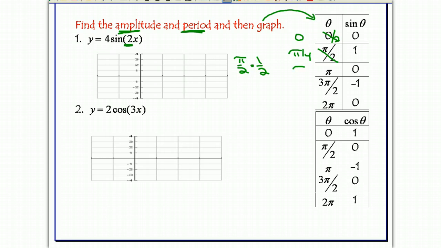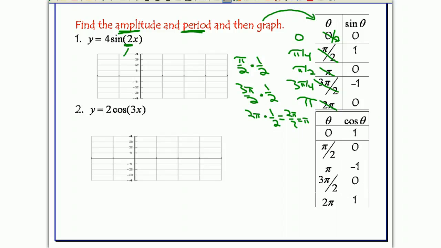Pi halves divided by 2, or times the reciprocal, that becomes now pi fourths. Pi divided by 2 is pi halves. 3 pi halves divided by 2, that's times the reciprocal. That becomes 3 pi fourths. And 2 pi divided by 2, or times the reciprocal. Look at that, it's 2 pi over 2, or just pi. So that was our first part. That was the period. Makes it go twice as fast.